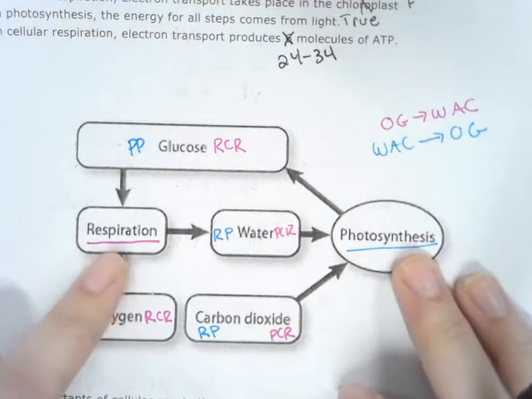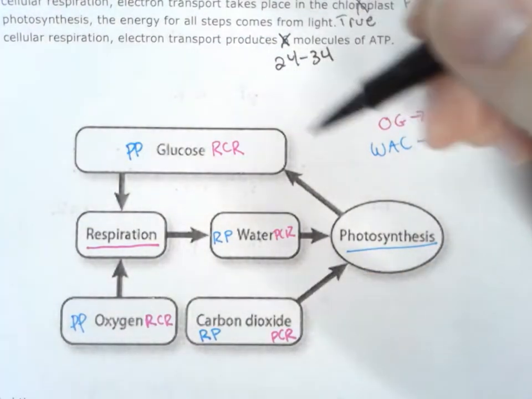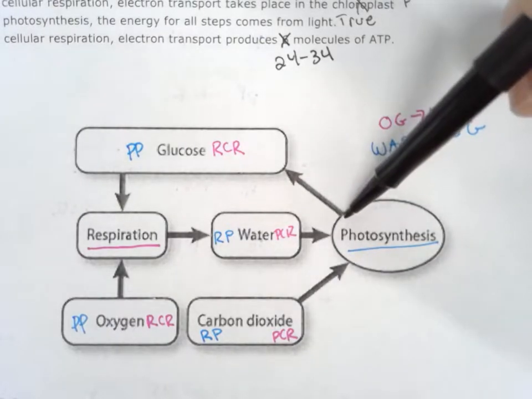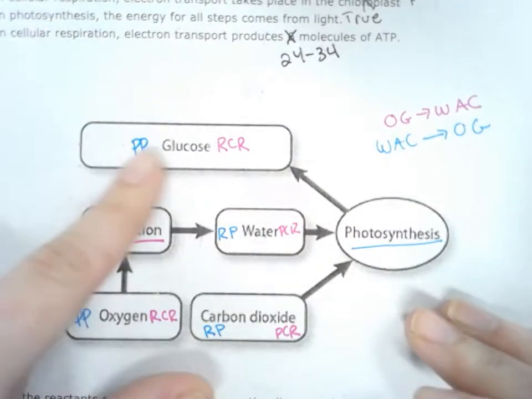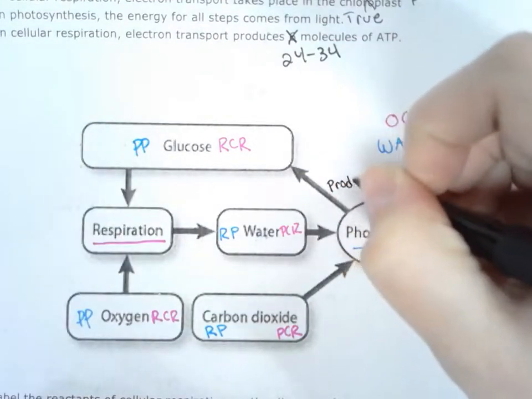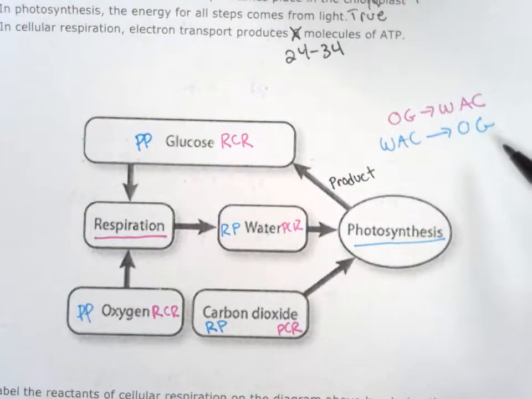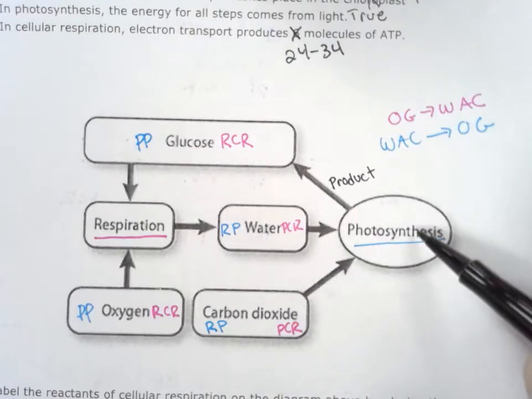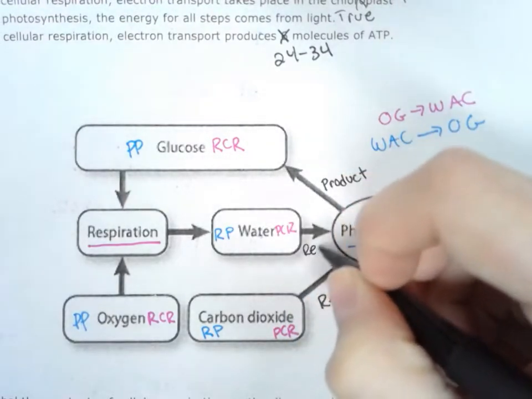Now that I have labeled all of my reactants and products, I'm going to look at what these arrows are telling me. So I have two processes, photosynthesis and respiration. If I zoom in on photosynthesis, I can see that when an arrow is pointing away, it indicates a product. So glucose is a product of photosynthesis. If the arrow is pointing toward photosynthesis, this is a reactant. So water would also be a reactant of photosynthesis.